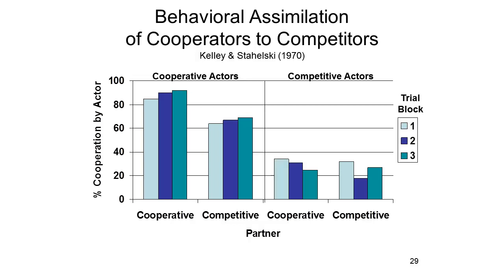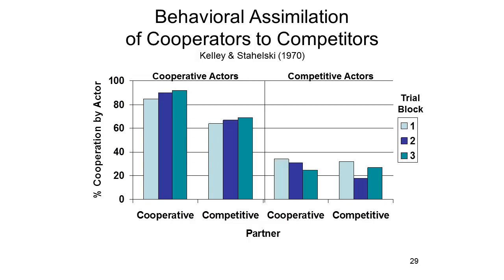Competitive actors paired with cooperative partners made very few cooperative responses at the outset and actually made even fewer as the game went on. They seemed to take advantage of their partners' cooperative spirits, or to put it another way, they played their partners for saps. The cooperative behavior of the partner created a situation where the competitive actor could take advantage.